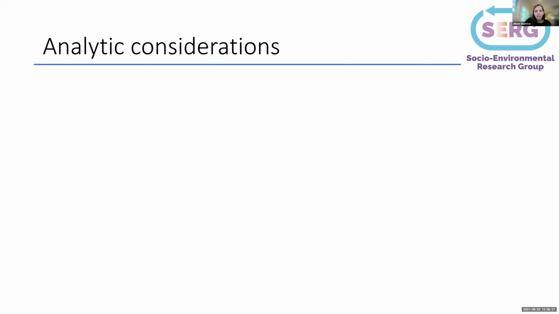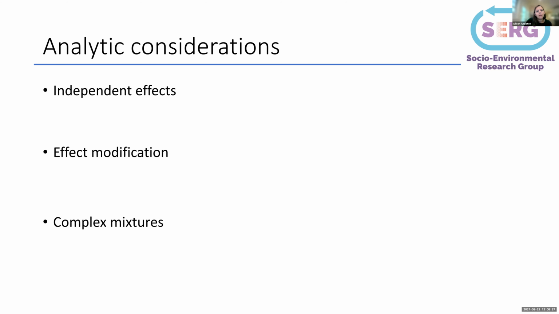All right, so one slide on analytic considerations. This could be a whole talk in and of itself, a whole semester in graduate school, but I just wanted to lay out a basic roadmap. There's three main ways you can model the effects of stressors on health and also the joint contribution of stress and toxicants in relation to health. The first would be to consider the independent effects of the stressor in relation to the outcome, or the toxicant in relation to the outcome.